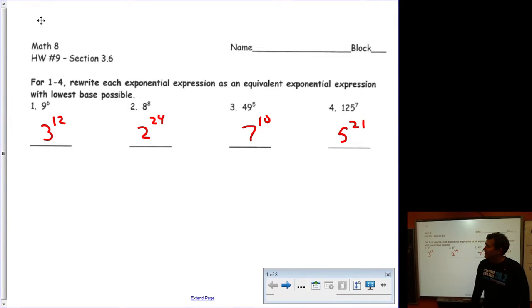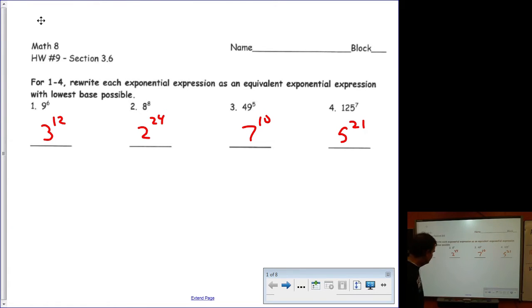All right, here are the answers to homework 9. I'll scroll through them pretty quickly, then I will explain them all. Pause as you need to. Here we go.